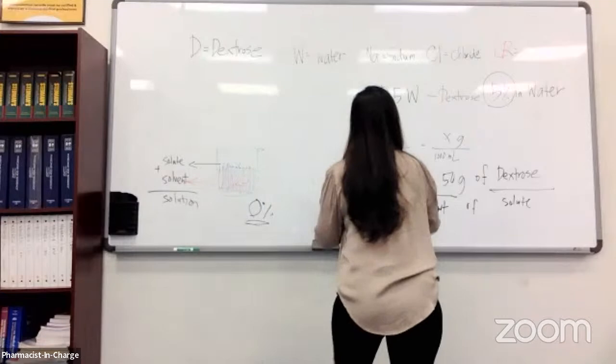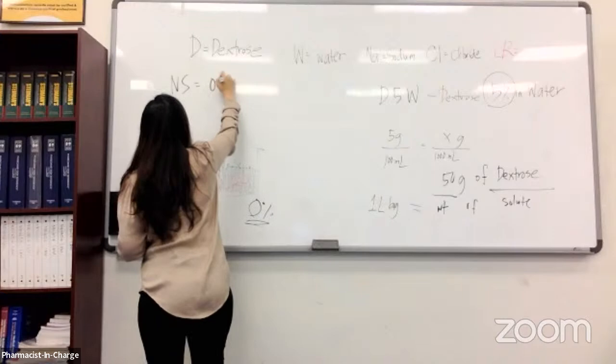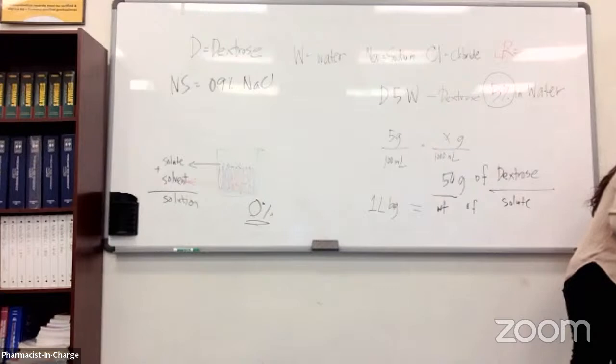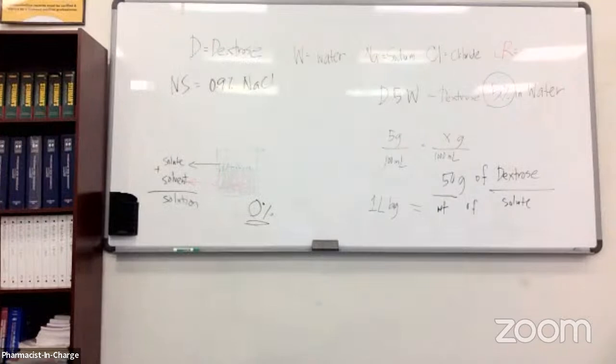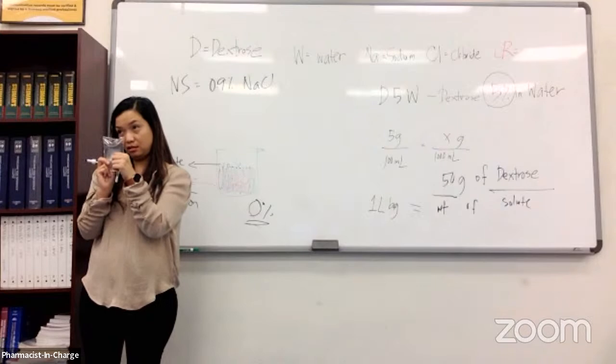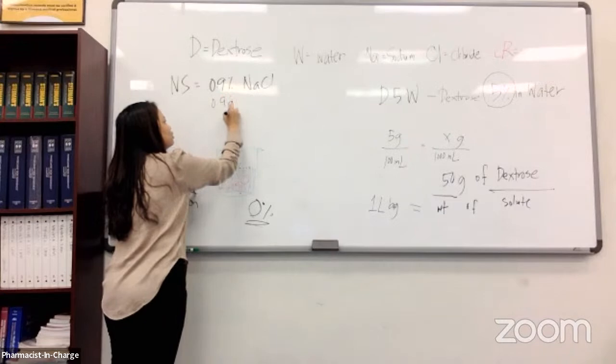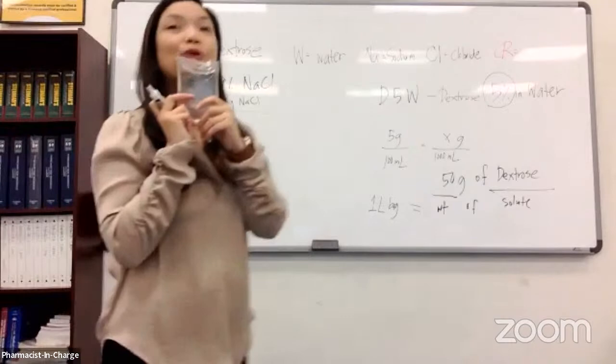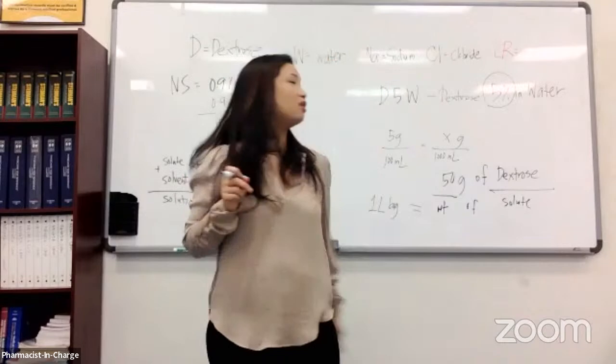Normal saline, no matter what, will always be 0.9% sodium chloride. It's less than one. It's dangerous. Okay? So, this IV bag, 100 ml, says it's normal saline. Right off the bat, I should put 0.9 g sodium chloride, correct? For every 100 ml solution. That tells you right off the bat that there's 0.9 grams of sodium chloride or salt in this 100 ml bag. But that's not always the case.